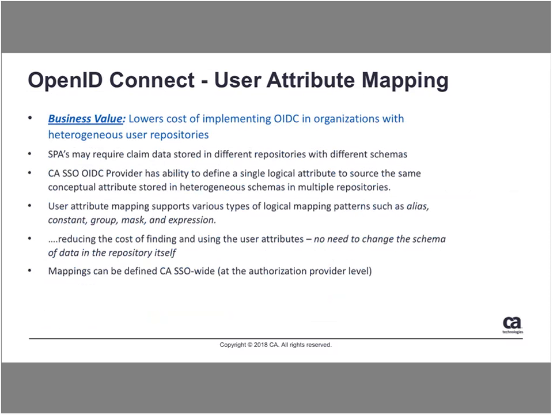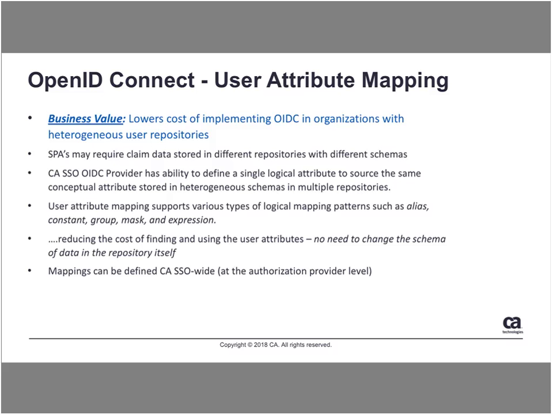So if you have multiple single-page applications that may require user client data in different formats, or may expect the user claims from different user repositories as well, in all these cases, user attribute mapping can be configured in the OIDC provider, and that user information can be propagated to the client application in a much easier way.